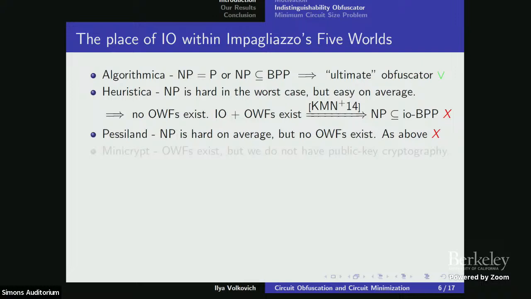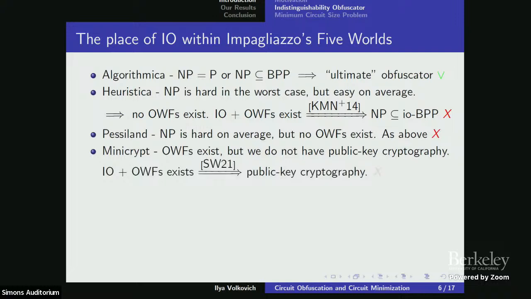So what's left? Going down the rabbit hole, Minicrypt. So what happens in Minicrypt? We do have one-way functions, but we don't have, say, public key cryptography. At the same time, Sahai and others have shown that if you have IO and one-way functions, you can actually get public key cryptography, which kind of means that you don't get IO in Minicrypt either.